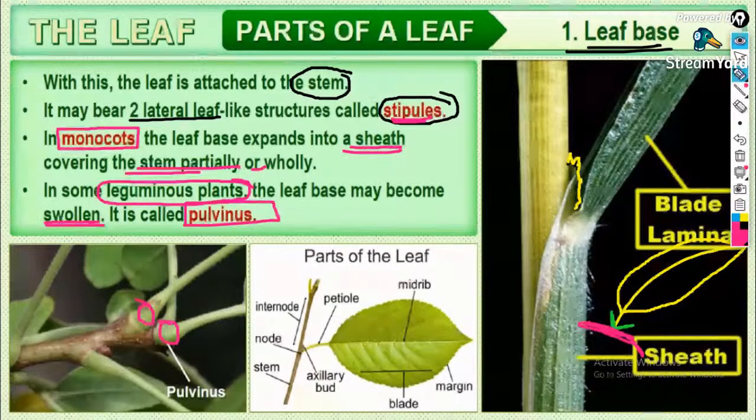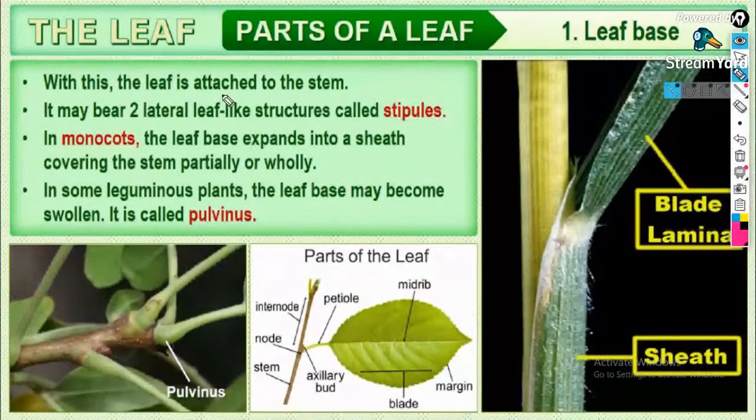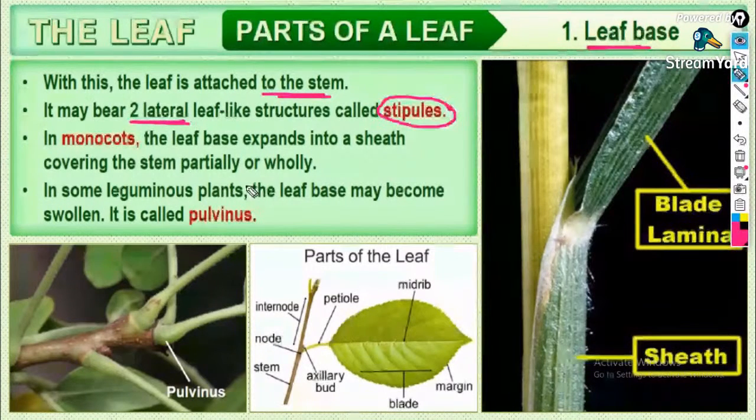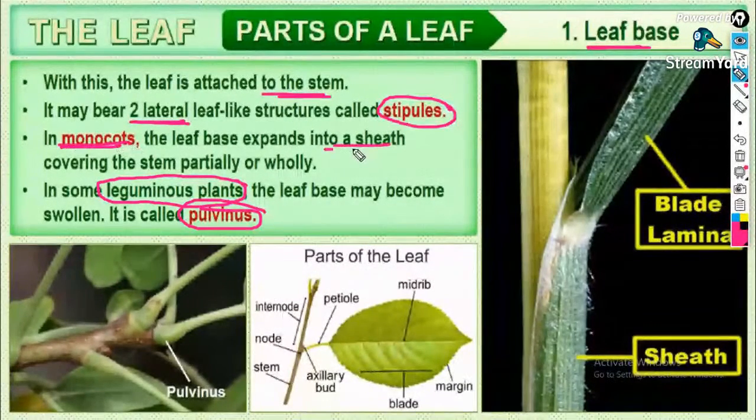I hope everything is perfect. So once again, I'll explain each and everything. The leaf is attached to the stem with the help of a leaf base. It bears two lateral leaf-like structures called stipules. In some leguminous plants, there are swollen bases, and you will call that the pulvinus. In monocots, the leaf base expands into a sheath covering the stem partially or as a whole. This is the sheath.